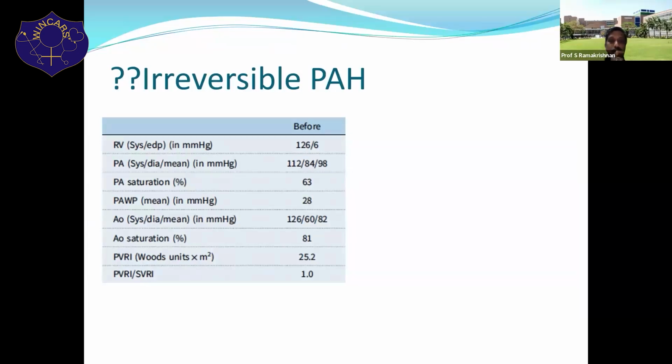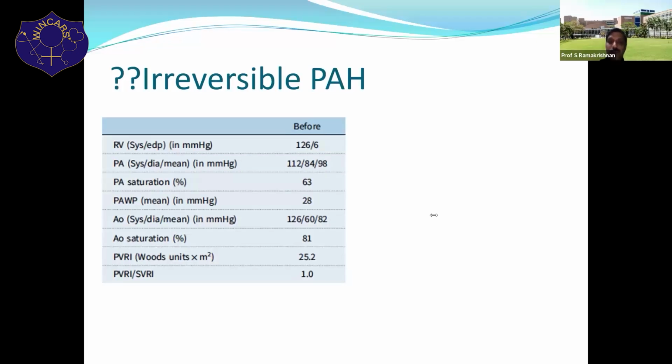So the other important thing that you have to understand is, how many of you think that this patient is operable or inoperable? PVRI of 25.2 with aortic saturation of 81. How many of you think that this patient is operable? So everybody thinks it's inoperable.